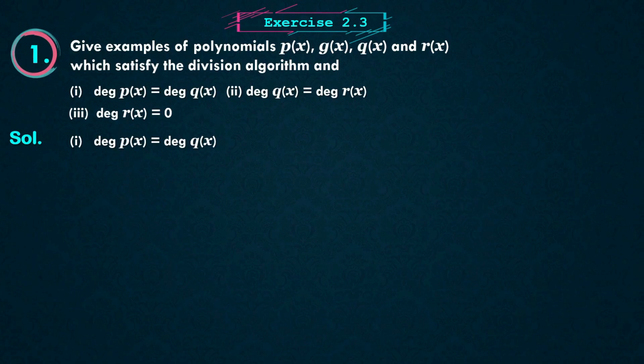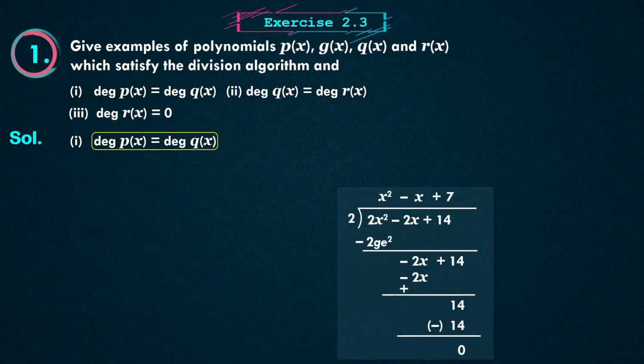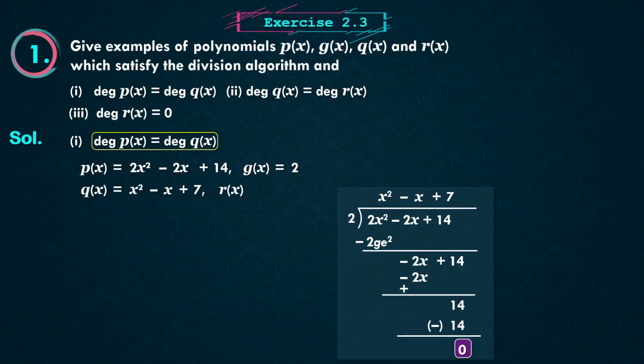Now we solve the first case, where the degree of p of x is equal to the degree of q of x. Let us take an example. Let p of x be 2x square minus 2x plus 14. Let g of x be 2. Let q of x be x square minus x plus 7. And let r of x be 0. Now we check whether these polynomials satisfy the division algorithm.